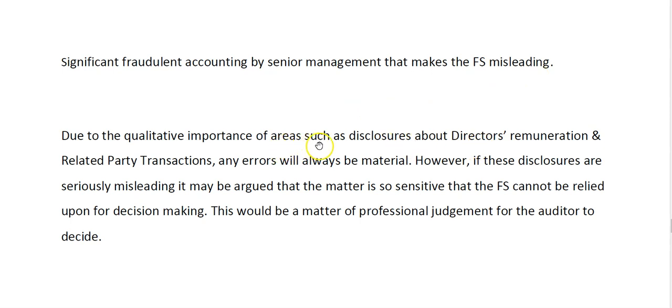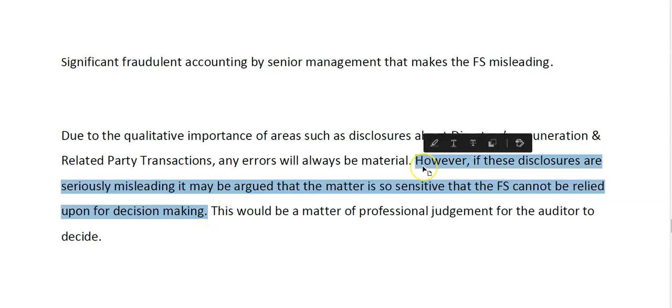And then any areas in notes about directors' remuneration or related party transactions, they'll always be material, but the question is, when do they become material and pervasive? When do they become so important that they would render the accounts unreliable? Well, it's difficult for you to determine that. But if it says here, if they're seriously misleading, it could be argued the matter is so sensitive the financial statements cannot be relied upon. So you'd have to use something like that if you wanted to argue that such an error was pervasive.